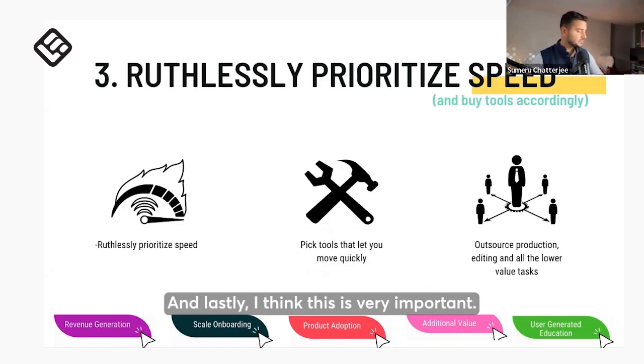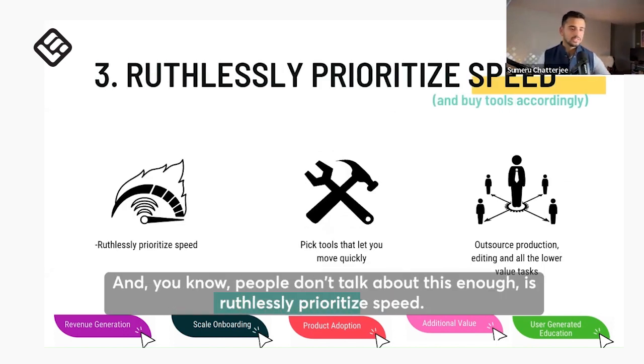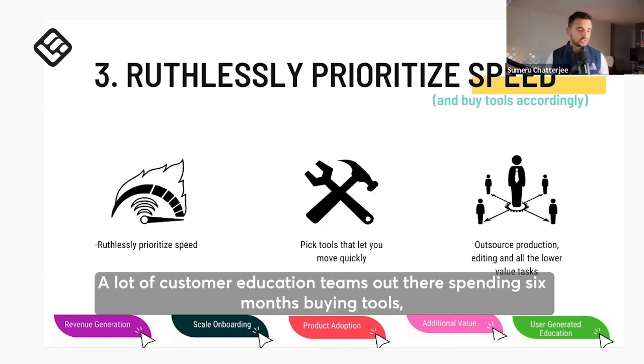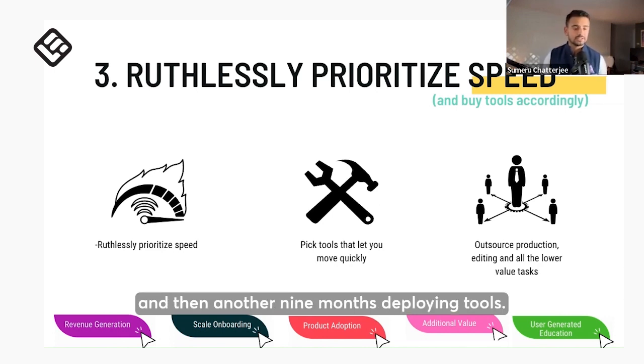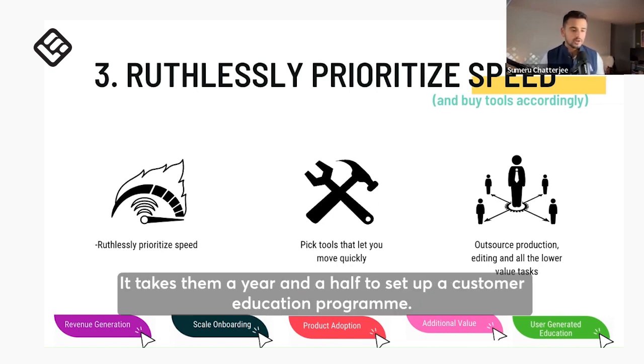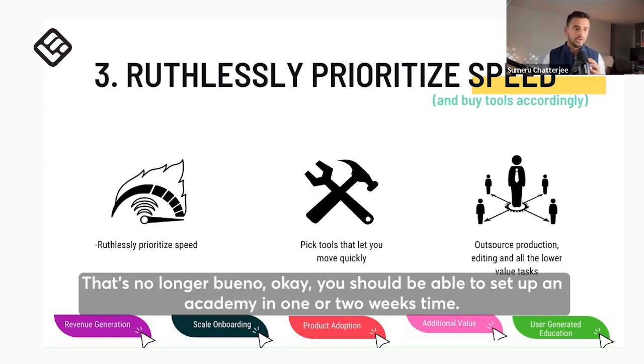And lastly, I think this is very important, and people don't talk about this enough, is ruthlessly prioritize speed. A lot of customer education teams out there spend 6 months buying tools and then another 9 months deploying tools. It takes them a year and a half to stand up a customer education program. That's no longer bueno, okay? You should be able to stand up an academy in 1 or 2 weeks' time.